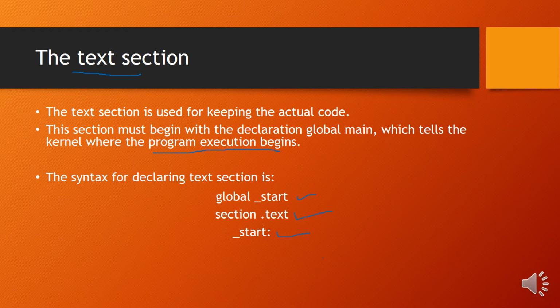It means you are going to write your instruction and whatever operation you are going to perform on data in this particular section. It will be like the main of your program. Like in high level programming language, we write void main or int main, which is the execution point of the program. Likewise, in assembly, you have global _start, section .text, _start colon. That is the execution point of your program, and this section will contain your instruction.